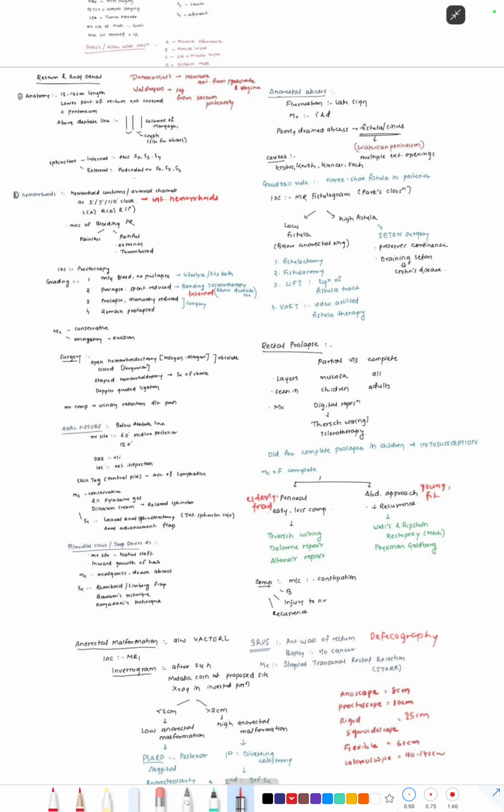External hemorrhoids are painful. Similarly, thrombosed hemorrhoids are also painful in nature. Investigation of choice is the proctoscopy. The grading is done to grade 1, 2, 3, 4.